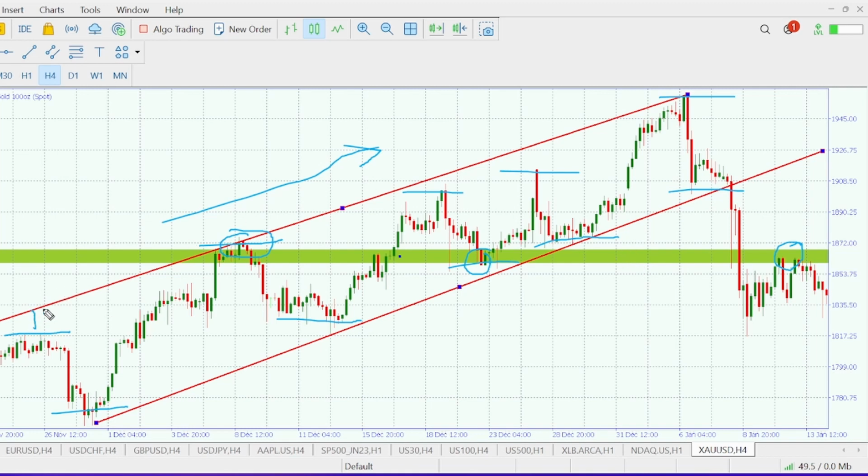This is high. This is higher high. This is higher high. You can see each high is higher than the previous high. As long as we have a new high, we are still on an uptrend.